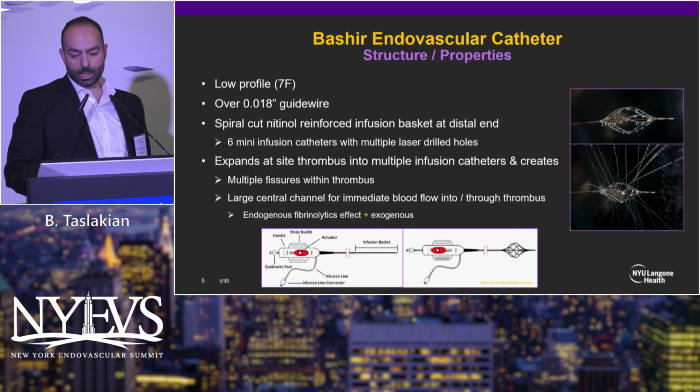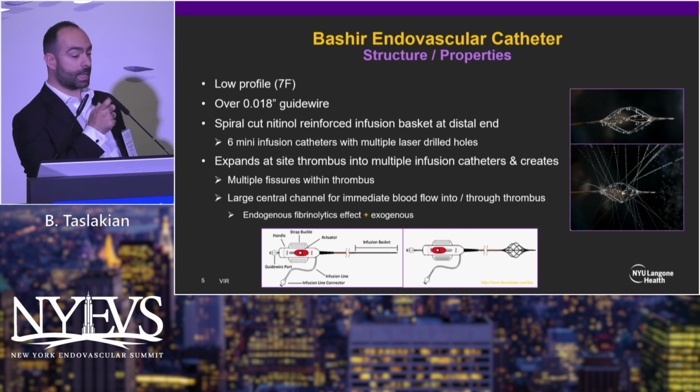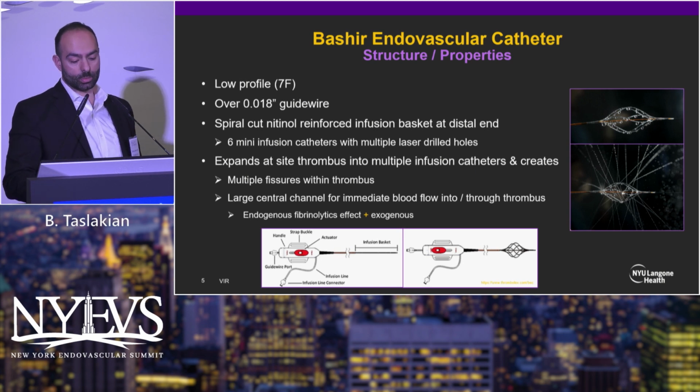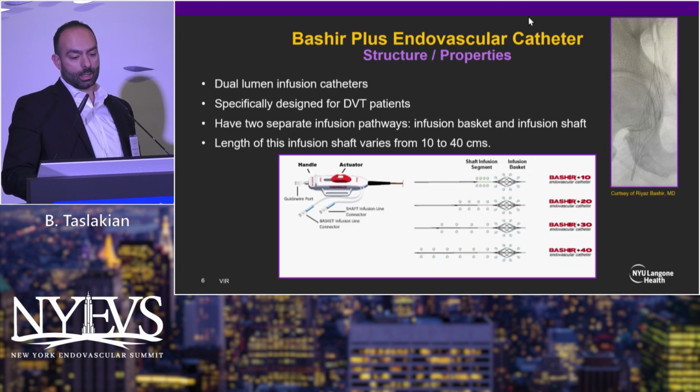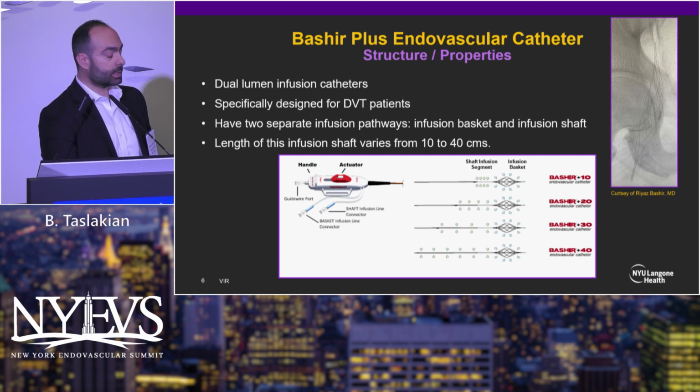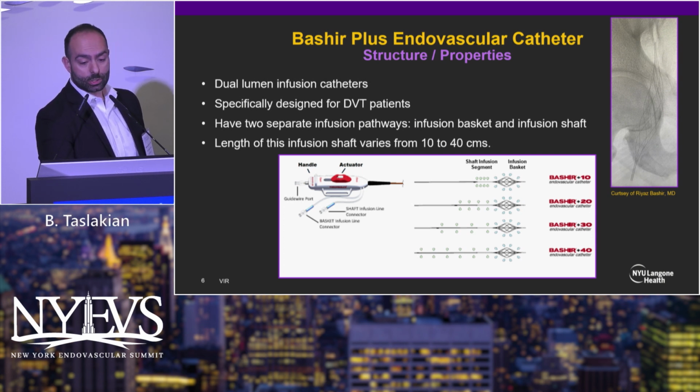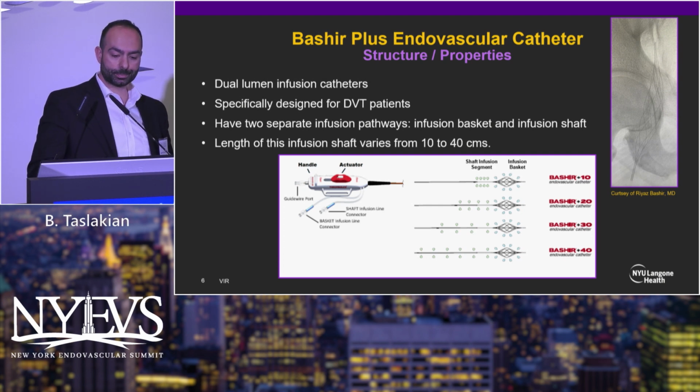So as you can see here, when the basket is expanded, the catheter might have a larger cross-sectional area. And this expansion also might create some fissures within the thrombus. It's not FDA approved for PE. It has indications for DVT. There is the BASHIR Plus, which is a dual lumen infusion catheter with the basket at the distal end and also a shaft of infusion with different lengths that can be used for deep venous thrombosis.